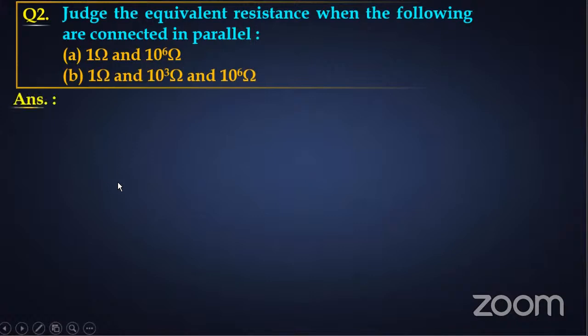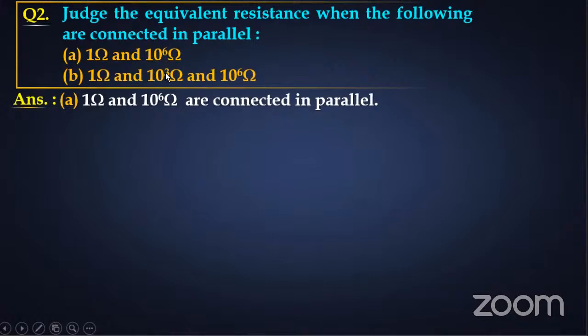You can see here a 1 ohm resistor and 10 power 6 ohms. 10 power 6 means how many zeros? 6 zeros. So it is a 10 lakh ohms resistor. A 10 lakh ohms resistor and a 1 ohm resistor are connected in parallel. When they are connected in parallel, what is the equivalent resistance formula?